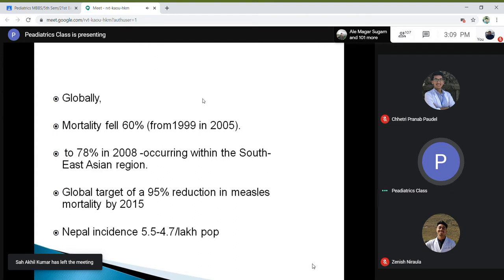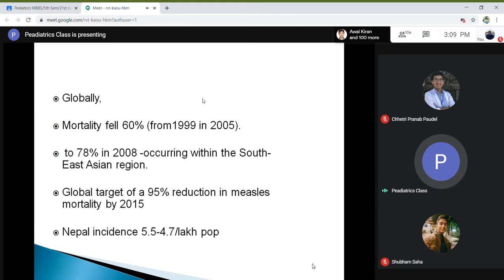Between 1999 and 2002, fine. Now this has come down, with a 78% fall in 2008, occurring within the Southeast Asian region. The global target was a 95% reduction of measles mortality by 2015. By 2020, it's been achieved. In Nepal, we have an incidence of 4.5 to 5.5 per lakh population. Still, we have sporadic cases of measles.